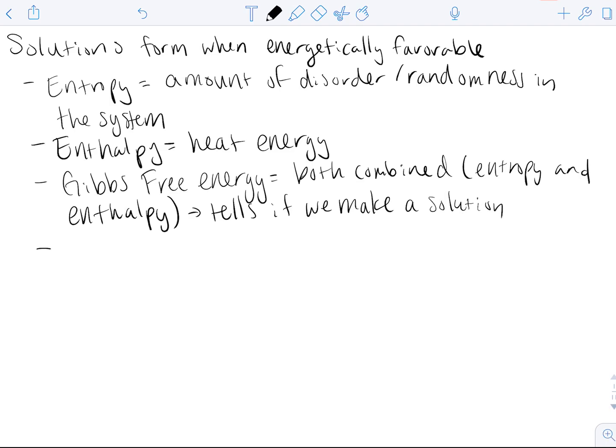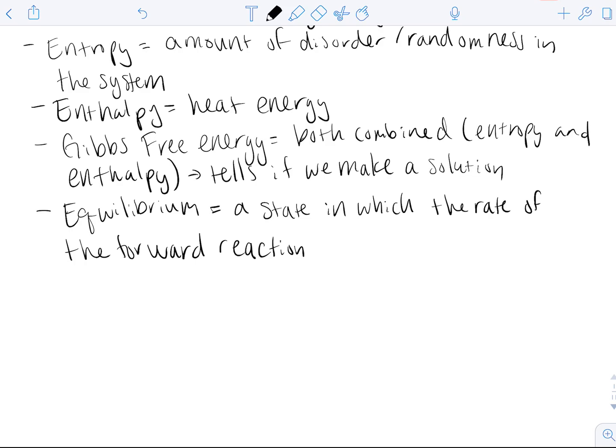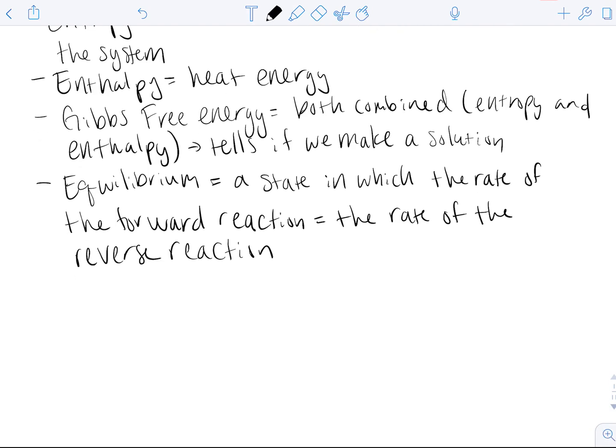And then the last thing we're going to be looking at is equilibrium, which is, hopefully everybody knows at this point, a state where the rate of our forward reaction is equal to the rate of our reverse reaction. We do have a forward reaction and reverse reaction occurring at this time. And it's consistently occurring, which is why we call it a dynamic equilibrium. But what's not changing is our concentrations of things. Okay, so we're going to be looking at all of these things today in this video.